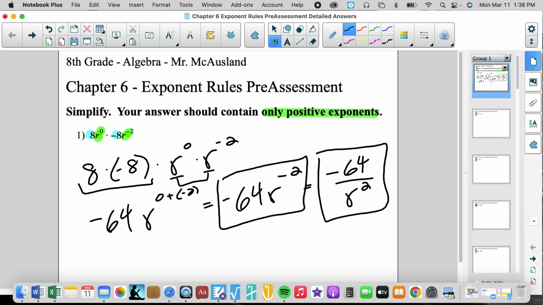So either of these would be okay, but this is the answer because of this. Okay, so that's the answer you must give me. You have to deal with it. Negative 64 over r squared.